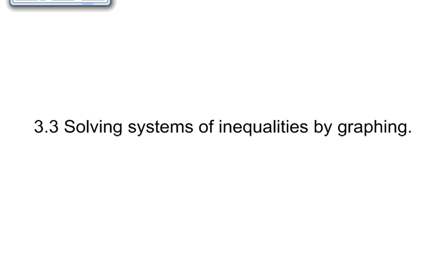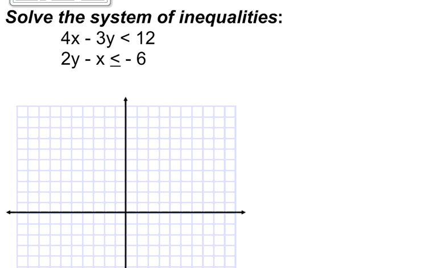So this is lesson 3.3, solving systems of inequalities by graphing. We're going to be revisiting graphing inequalities again, this time with systems of equations. For our example, we've got the system of inequalities 4x minus 3y is less than 12, and 2y minus x is less than or equal to negative 6.